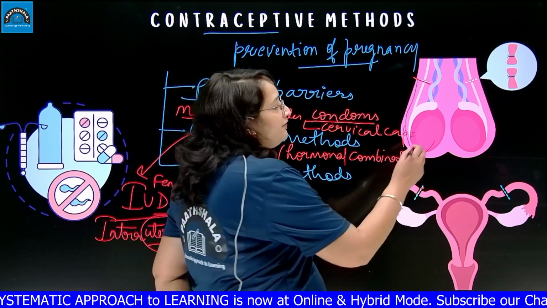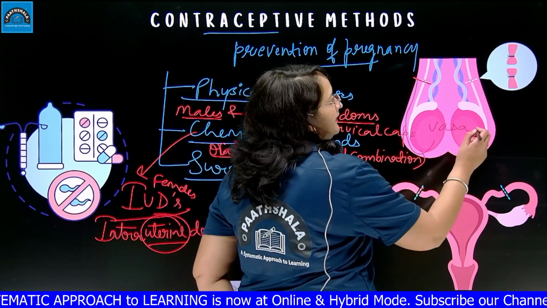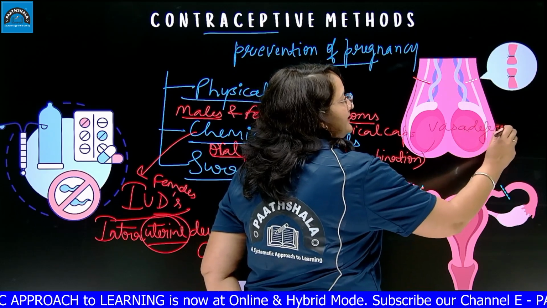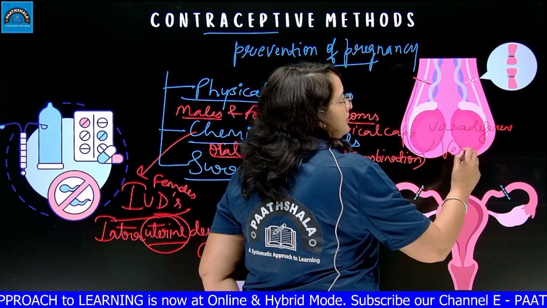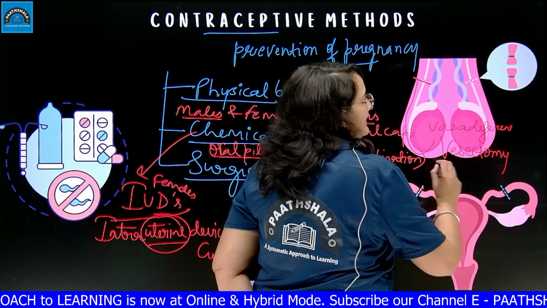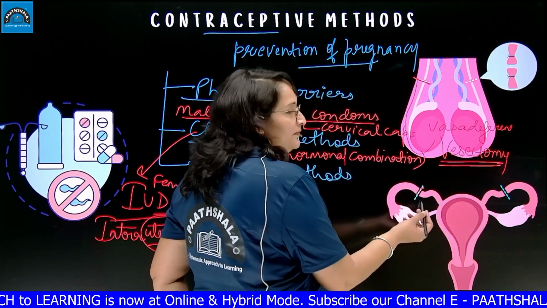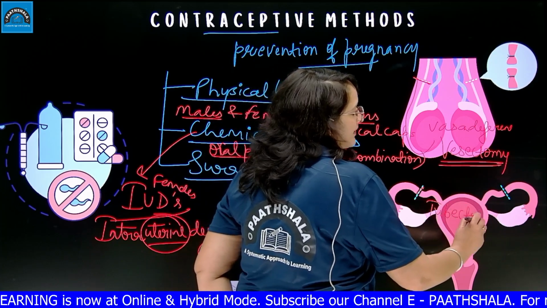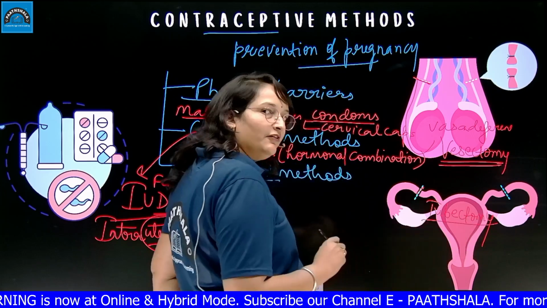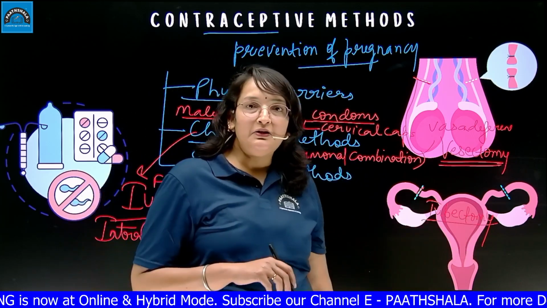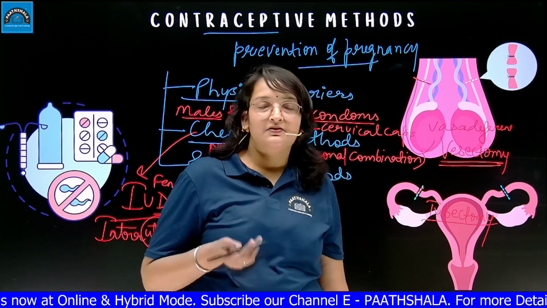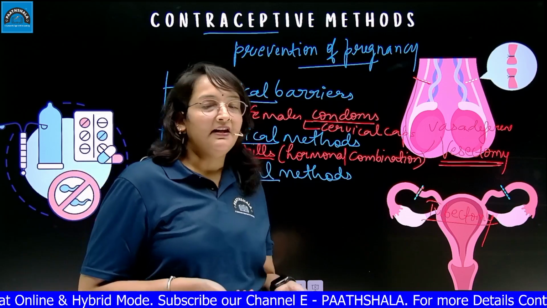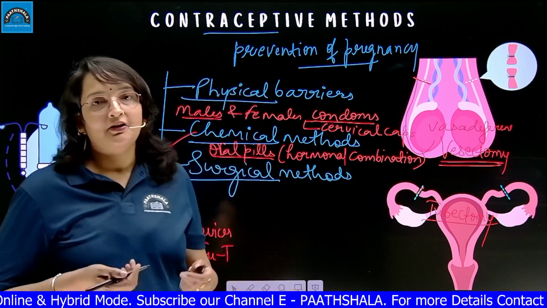Okay, so when the vasa deferens is cut and tied, we call it vasectomy. Vasectomy is in males. And when the fallopian tube is cut, we call it tubectomy. Very simple to remember. V for vasa, V for vasectomy. Fallopian tube is tubectomy. So surgical methods, if it is for males, you call it vasectomy. If it is for females, you call it tubectomy.